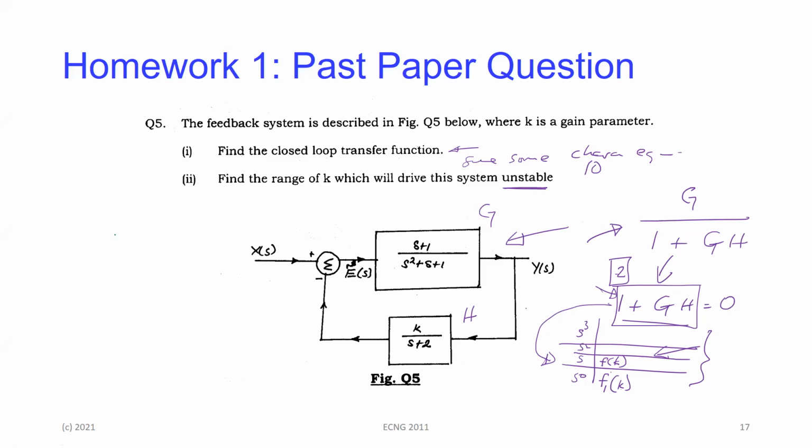So usually what I would do was that there would have been a part one to get the closed loop transfer function. A part two would have been, okay, assume the transfer function is so and so. Let me see you figure out the range that will drive it unstable. So, questions.